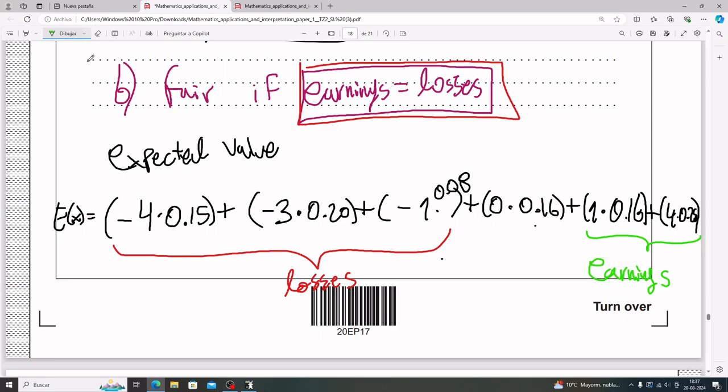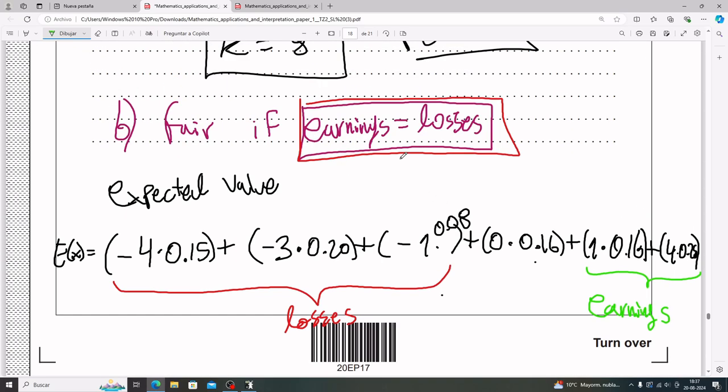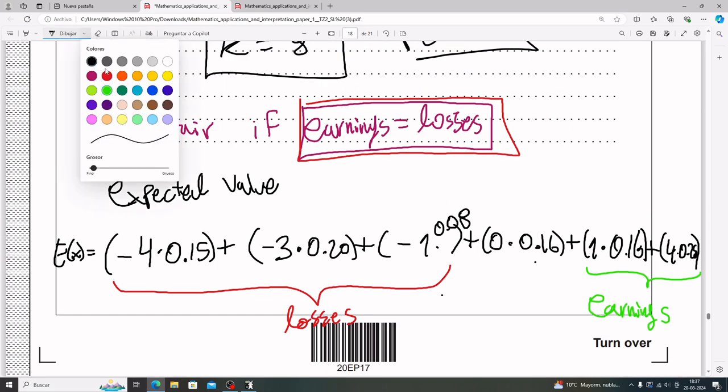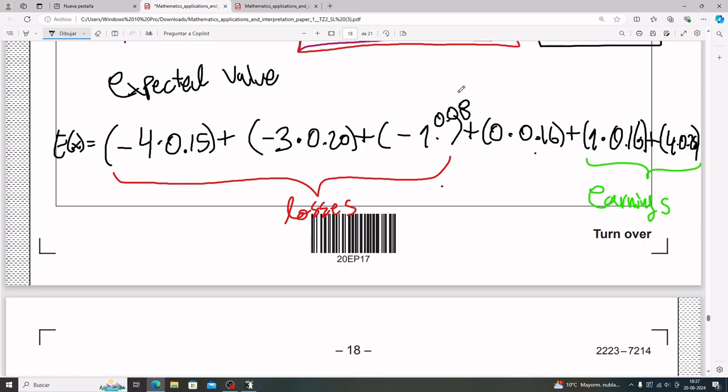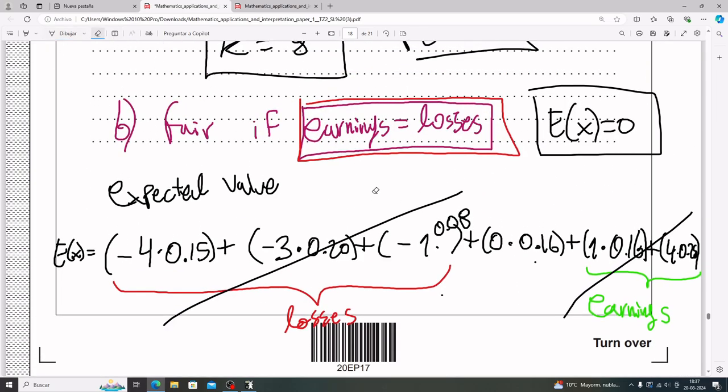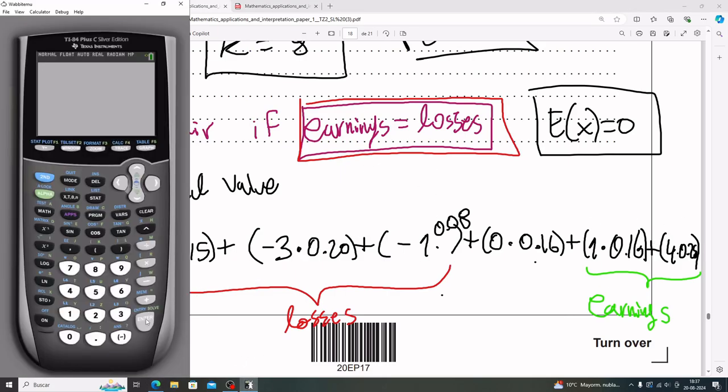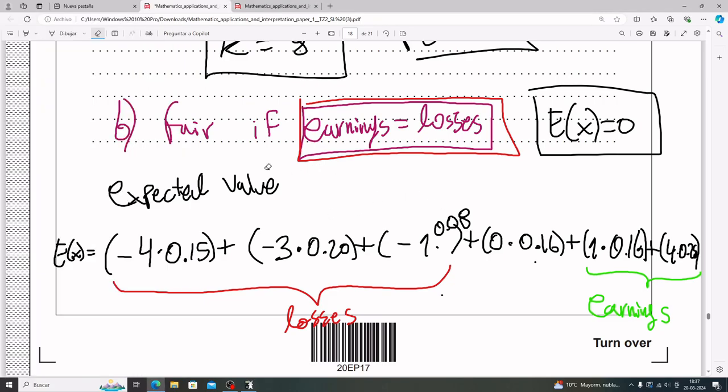But notice, the losses have negative values and the earnings have positive values. So the other way you can think about it, and it's probably more friendly, is that it's fair if the expected value equals 0. So if this cancels out with this, then the game is fair. If it doesn't, well then it's not fair, see? So let's go ahead and press enter over here, see what we get. -0.12. So what this is telling you is that the expected value that we just calculated gave me -0.12.